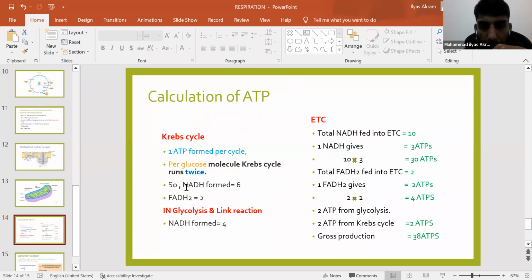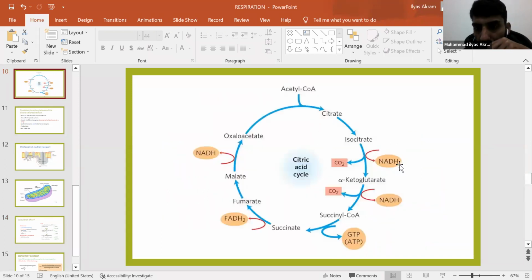How many NADH are formed in the Krebs cycle? The first NADH molecule forms from isocitrate to alpha ketoglutarate, and the second NADH forms from alpha ketoglutarate to succinyl CoA. The last NADH forms from malate to oxaloacetate. So there are a total of 3 NADH formed per Krebs cycle. When the second molecule of pyruvate enters the Krebs cycle, that will be the second cycle. So the total number of NADH will be 6, 3 from one pyruvate and 3 from the other.